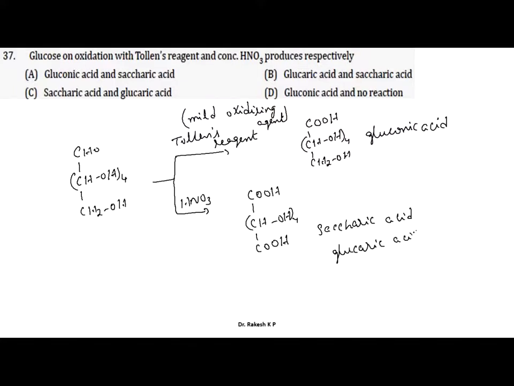See this one. With a mild oxidizing agent, we are going to get gluconic acid. With the strong oxidizing agent, we are going to get the saccharic acid. At the terminal we are going to get two carboxylic acids. Hence in this case the option is, we have to identify the gluconic acid and saccharic acid. That is option A. So next question, see the next question.